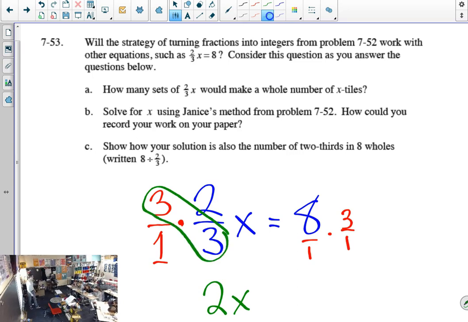A 3 on top and a 3 on bottom cancel each other out. They reduce to 1. So this now gives me 2x is equal to 24, right? Now, the reason I show you this, sometimes there's so many numbers involved.